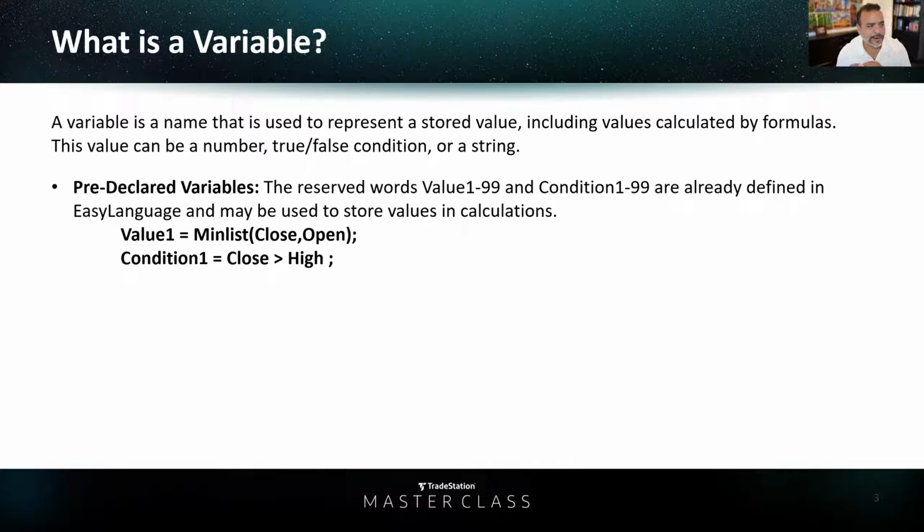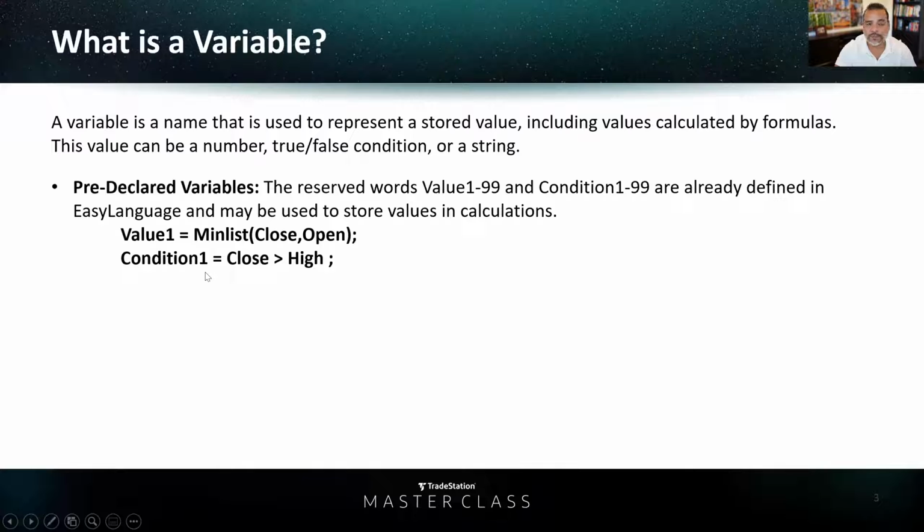And you can see that whatever is contained inside these variables also speaks to their type. For example, Value1 uses here the function MinList, with parameters Close and Open. So it's going to identify out of those two values which one is the minimum, which one is the lesser value. And that's going to be stored in Value1. So you can see that Value1 is numeric. It's always going to store a number. It's either going to be the closing price or the opening price of the bar.